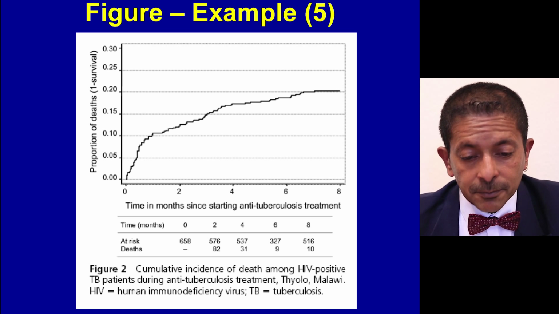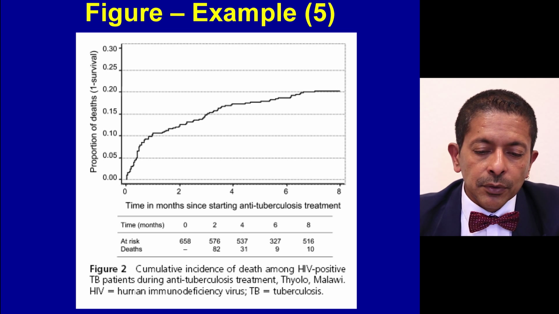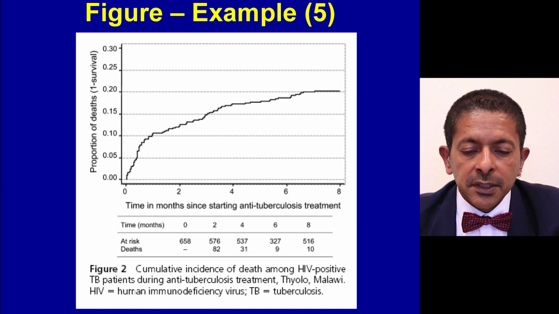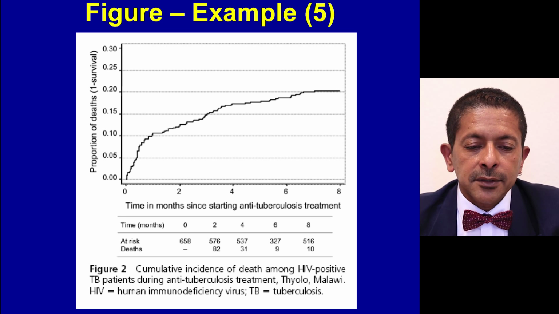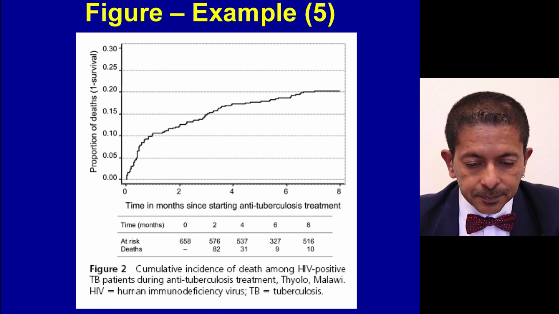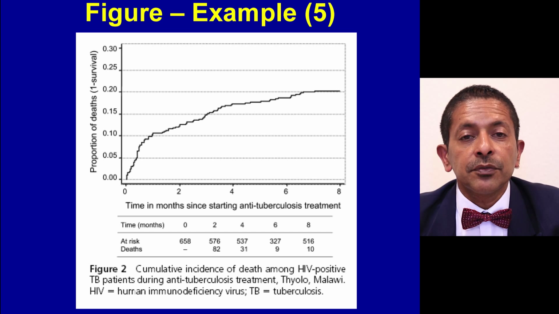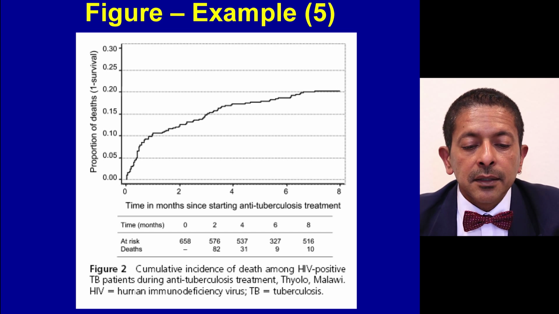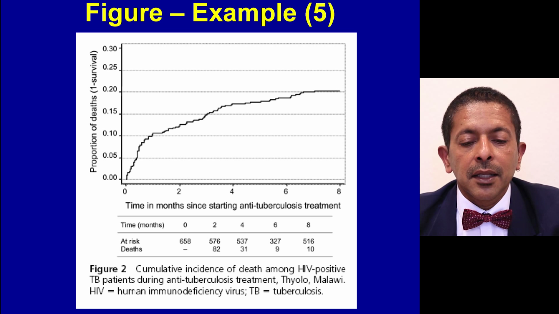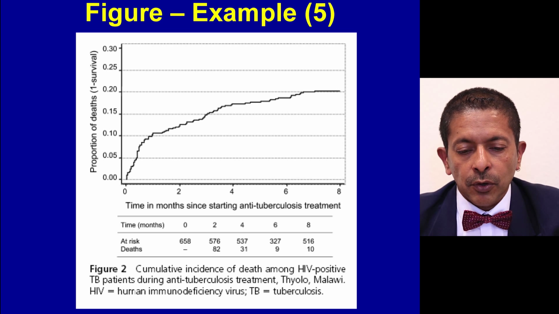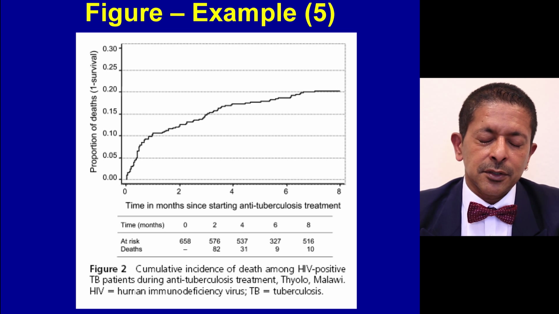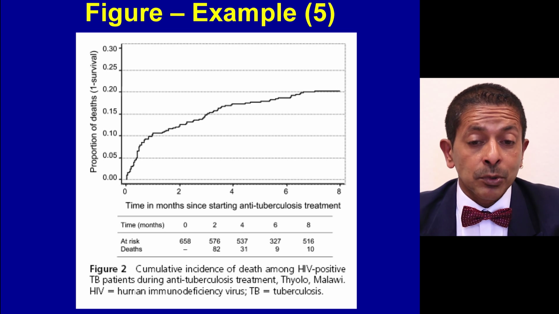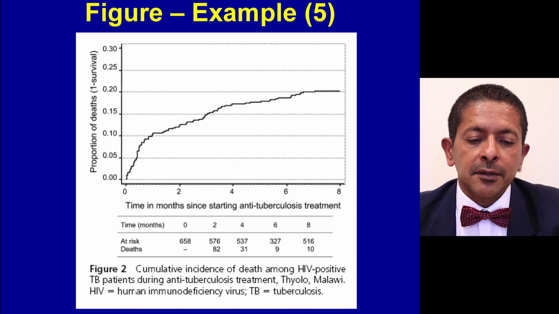And if you look at this figure carefully, on the x-axis, you have the time in months since starting anti-TB treatment, and on the y-axis you have the proportion of deaths. Now you see most of those deaths occur in the first month, and then the curve sort of slopes off. Now, this was a very powerful way of showing what was happening in terms of death.